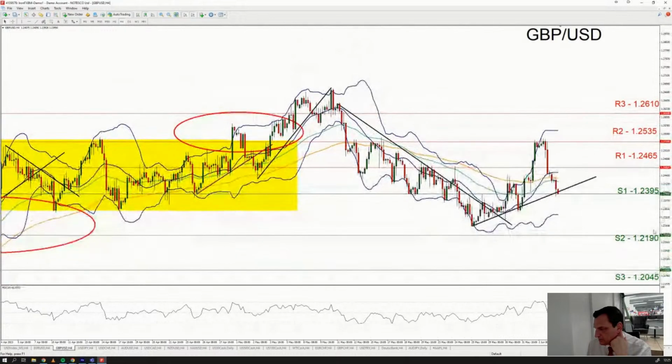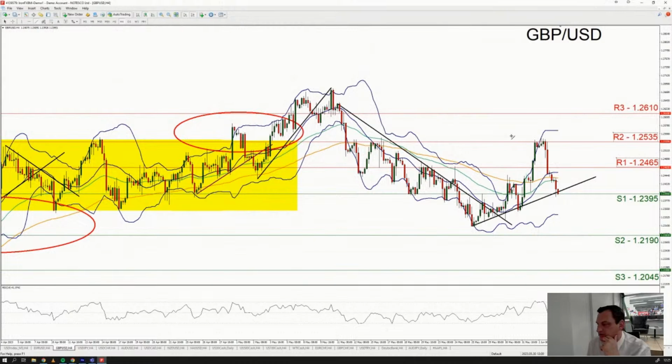Let me readjust the labels as well, once again. The pair is currently testing the S1 1.2395 right here. You can see it right now. There seems to be a more clear-cut downward trend line guiding the pair. Let's draw it. It's very intense.